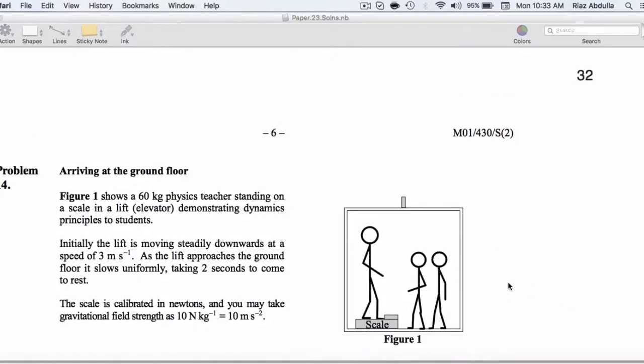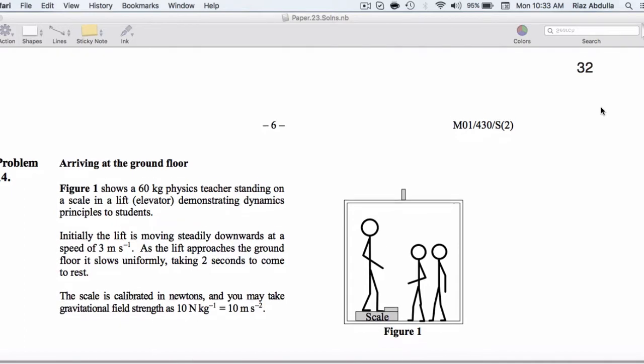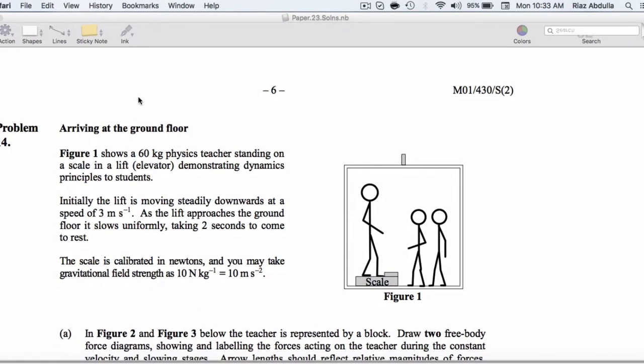All right, problem number 14. So look at all these. They put the physics teacher standing on a scale in a lift.